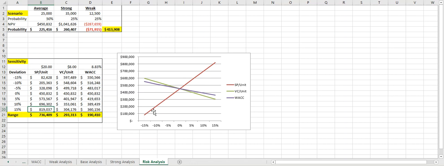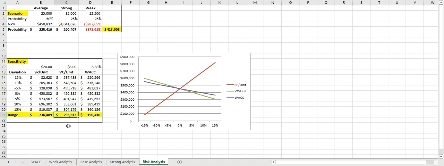And here's that delta shown in this graph right here. This is the line of the sensitivity of selling price per unit. Then I put everything back to original base case, and now I change the variable cost per unit. Lowering the cost by 15, lowering the cost by 10, lowering the cost by 5, naturally I'm making more money. Increasing the cost.